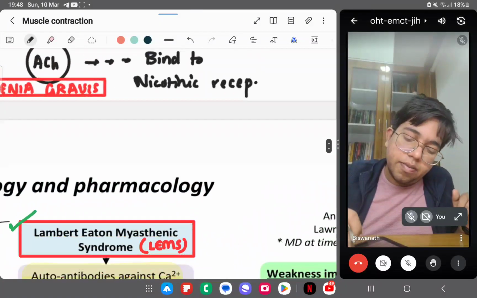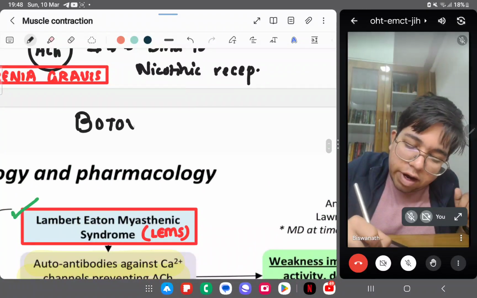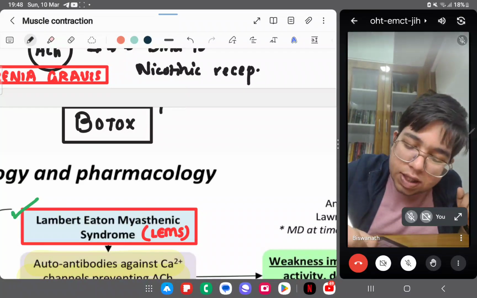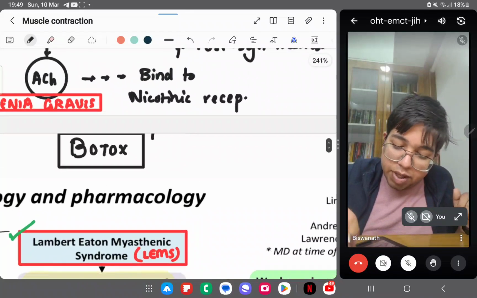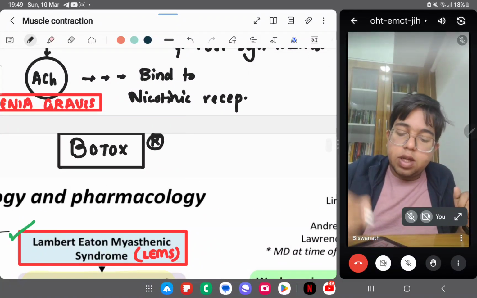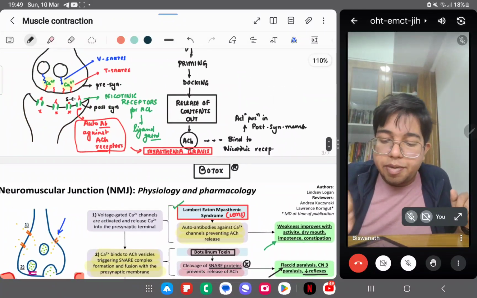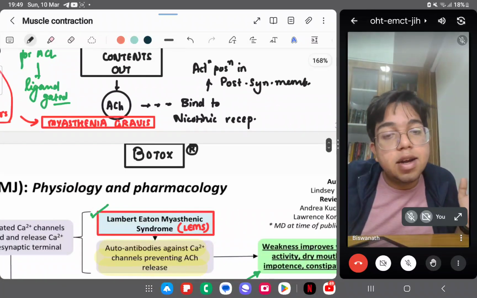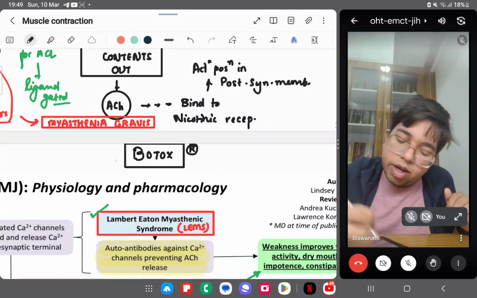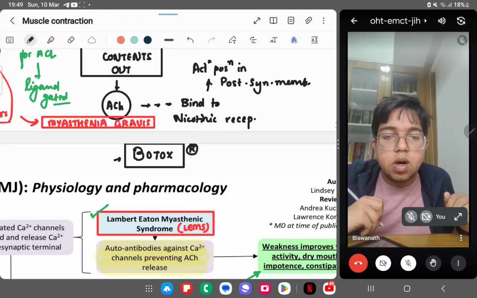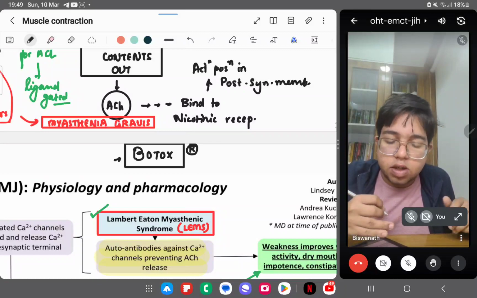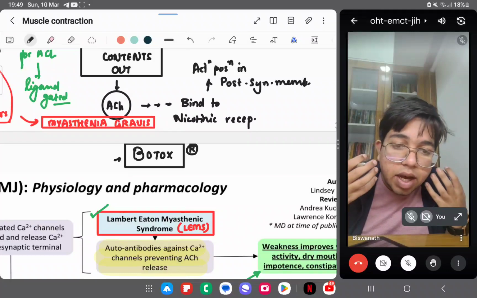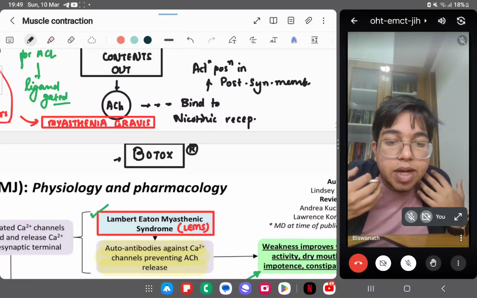So hyporeflexia is an important feature of botulinum toxin induced paralysis. And remember, botulinum toxin is often used by celebrities to prevent aging. Botox is the trade name. It is a type of injection taken over the face so as to look younger. It is basically used by your celebrities. Because if you're injecting Botox, there'll be no muscle contraction, and there'll be disappearance of wrinkles.